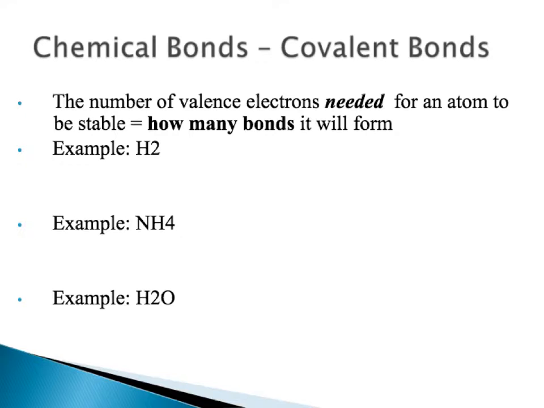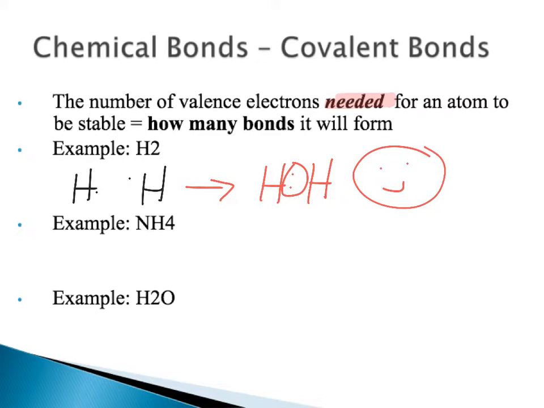Okay. So the number of valence electrons needed to complete the shell is how many bonds it will form. Our first example is H2. So this is hydrogen. We have our two little hydrogen atoms. They each have, on their own, one electron. That's what that little black dot is. But when they come together, they're going to go like this. And this right here, that's the bond that they share. These two electrons are shared between them. And now they are happy.